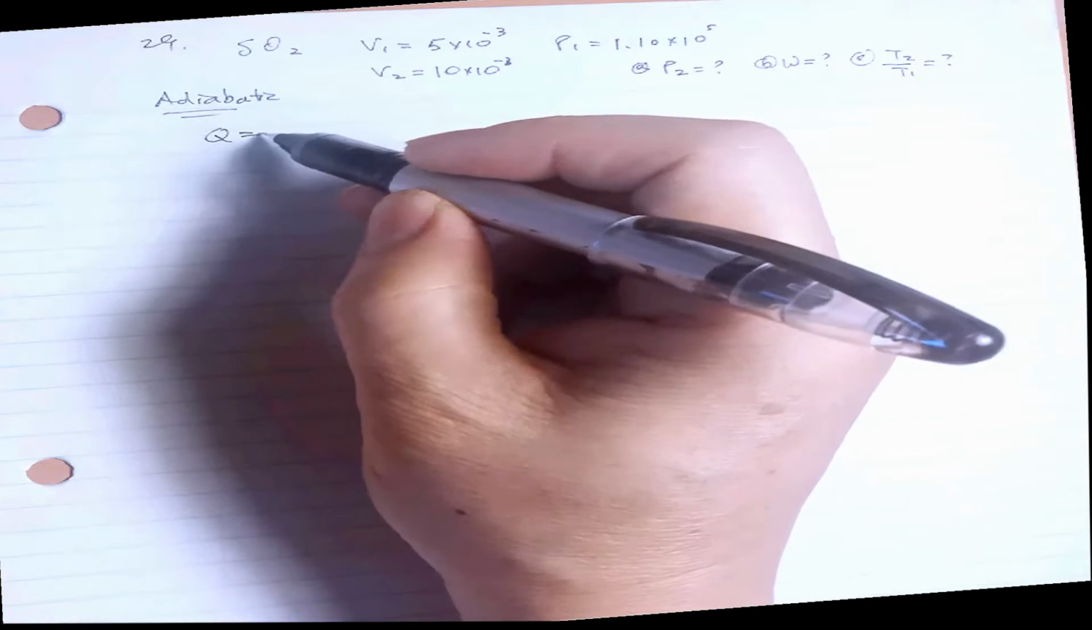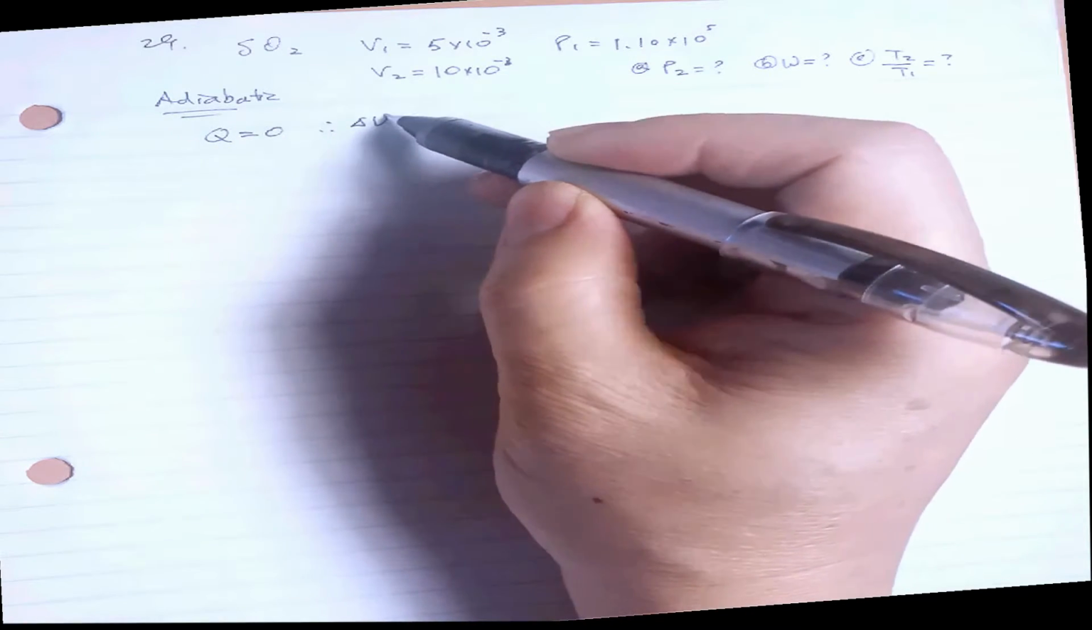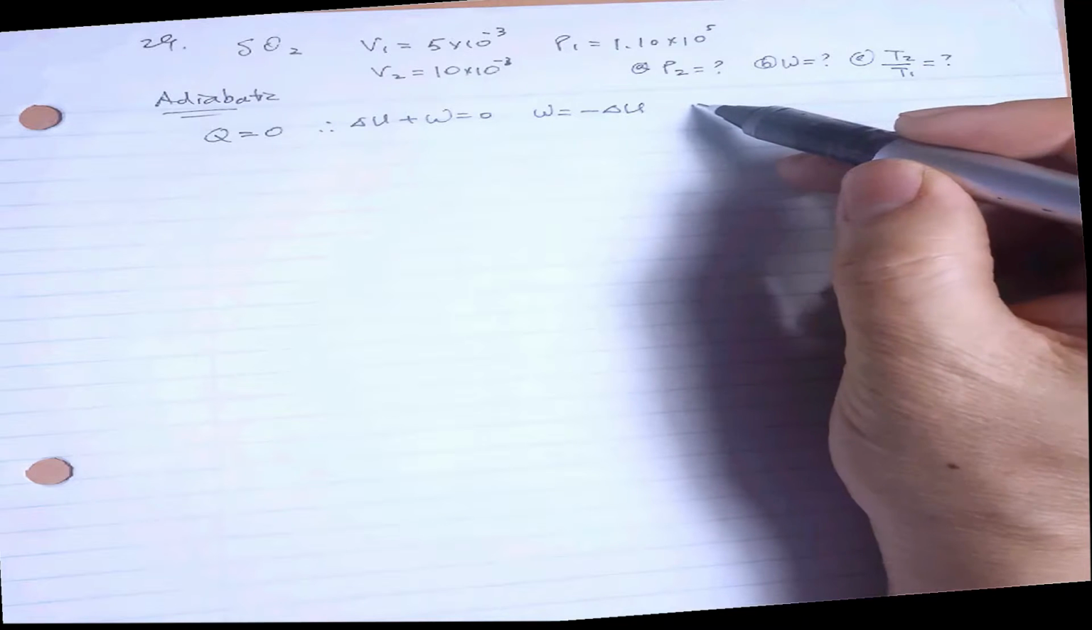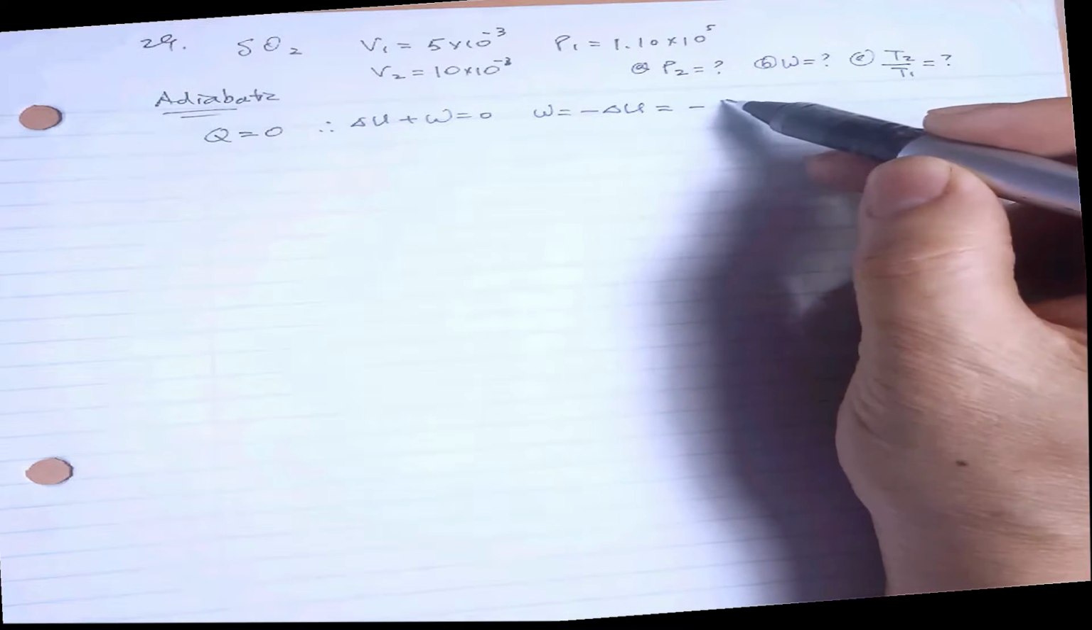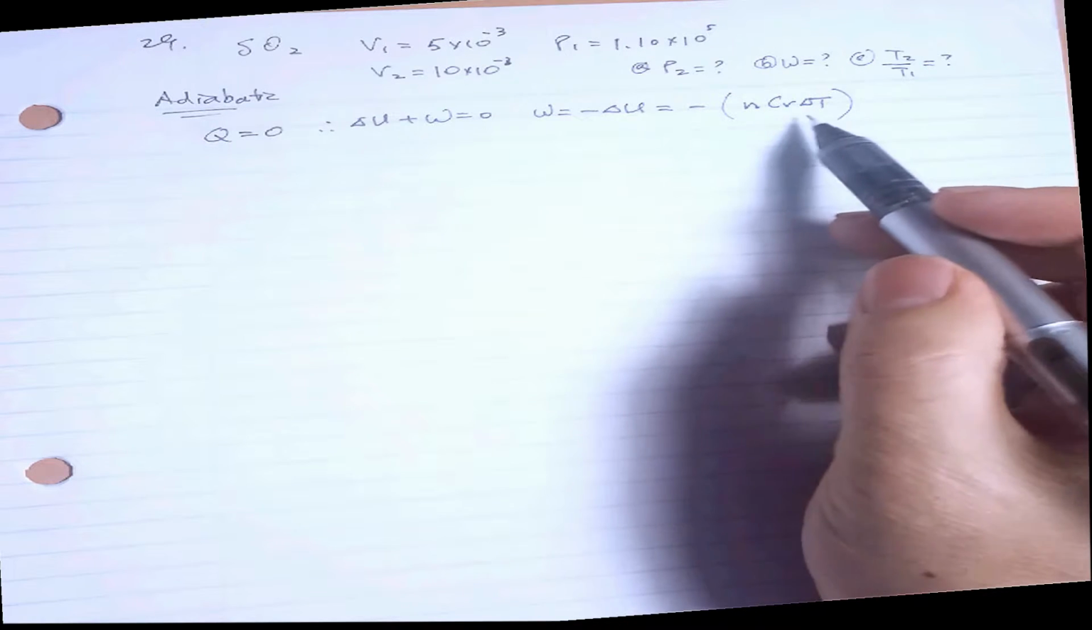Whenever you hear the word adiabatic, you should remember several formulas. The number one formula is Q has to be 0 for adiabatic. Therefore, change in internal energy plus work done must be 0, or you can say that work done is the loss of internal energy. So that's the first formula. The second thing you should remember is that delta U by itself is nCv delta T. That only depends on the change in temperature.